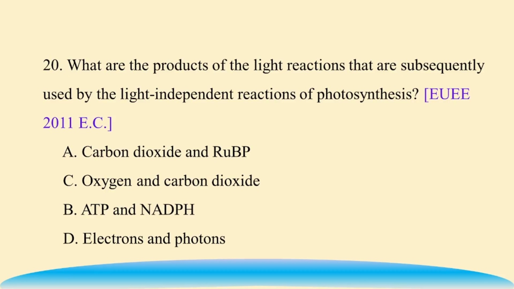Question number 20. What are the products of the light reactions that are subsequently used by the light-independent reactions of photosynthesis? A. Carbon dioxide and RuBP. B. ATP and NADPH. C. Oxygen and carbon dioxide. D. Electrons and photons.